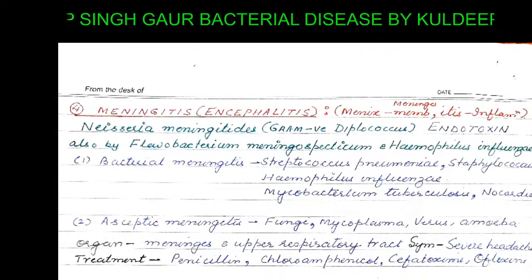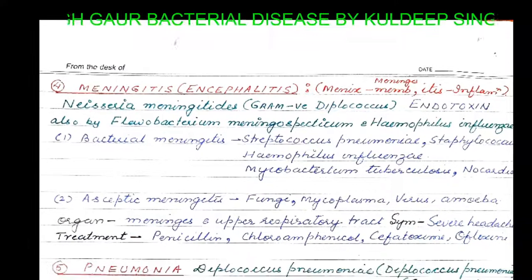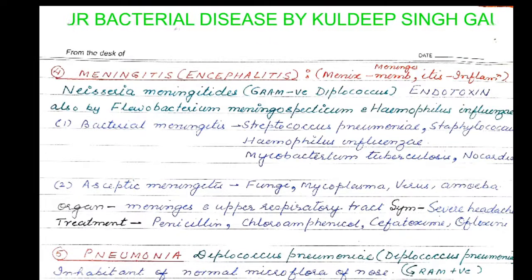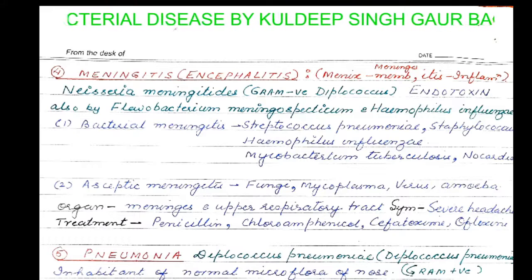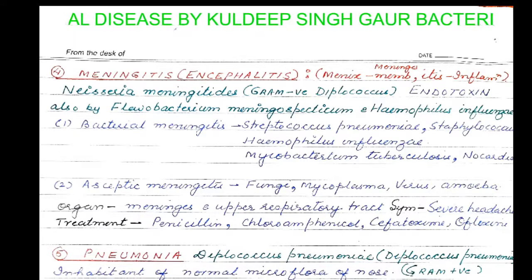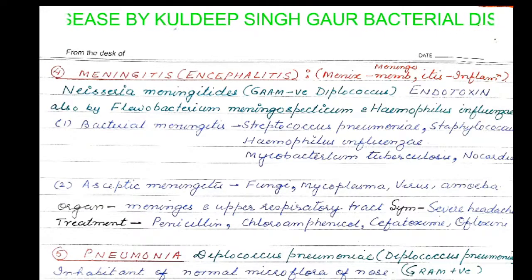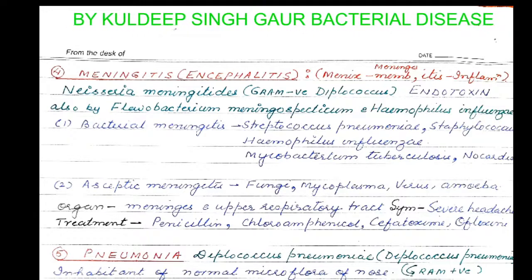Then meningitis, which is also called encephalitis, is the infection of the meninges, the membranes which surround the brain. Mening means meninges and itis means inflammation. It is caused by Neisseria meningitidis, which is a gram-negative diplococcus bacteria.